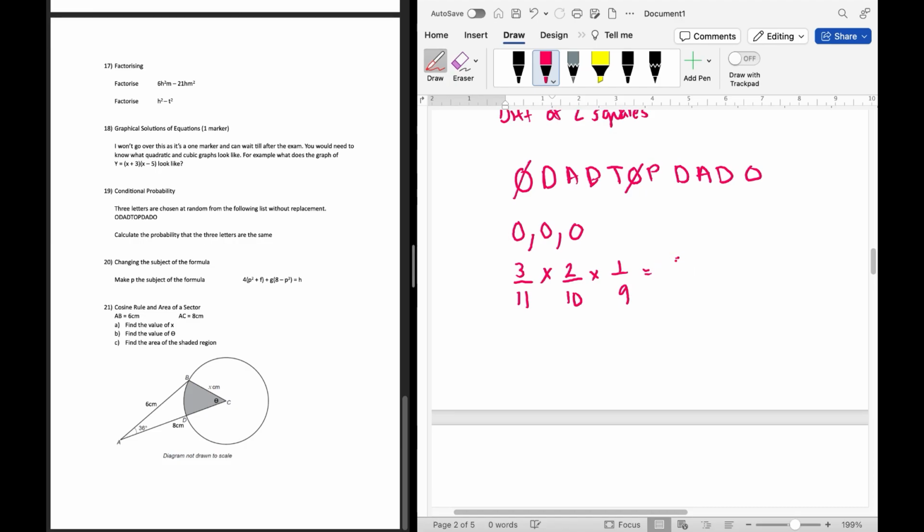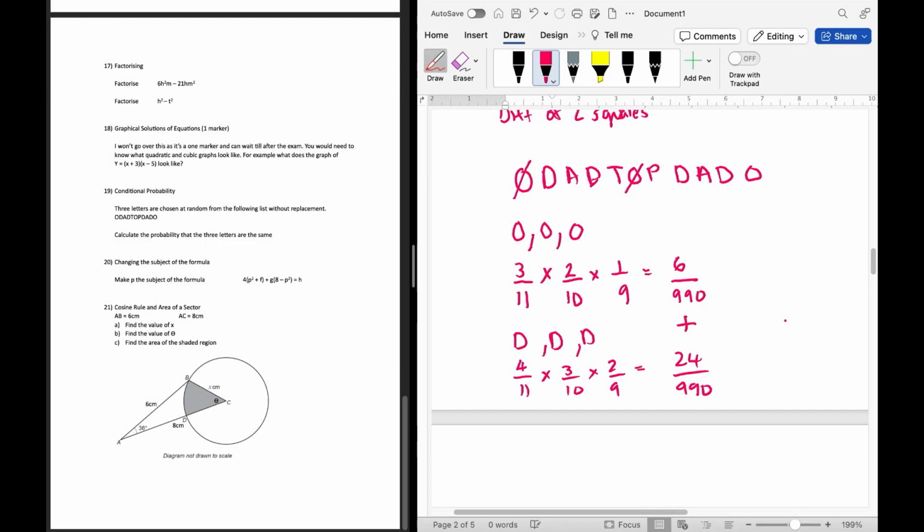Here we go. Test me without my calculator now. That's 6 over 990. Then we repeat and we work out D, D, D, this combination. But we start with 4 D's in there. So it starts with 4 out of 11, goes down to 3 out of 10, and down to 2 out of 9, which is 24 over 990.